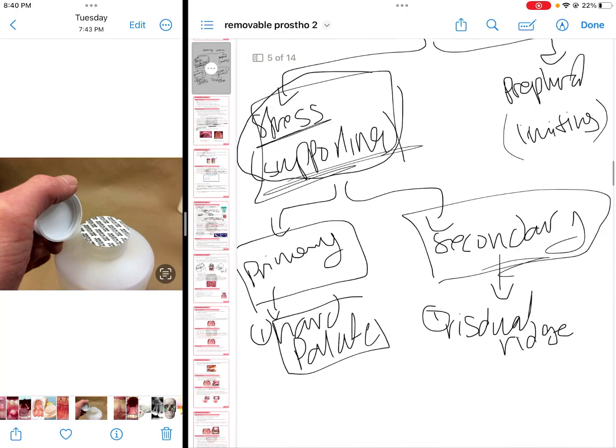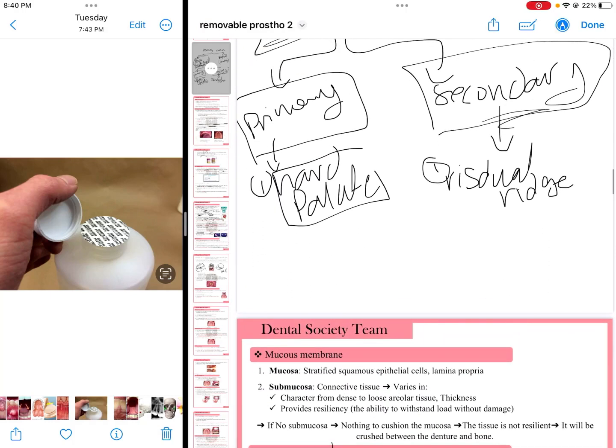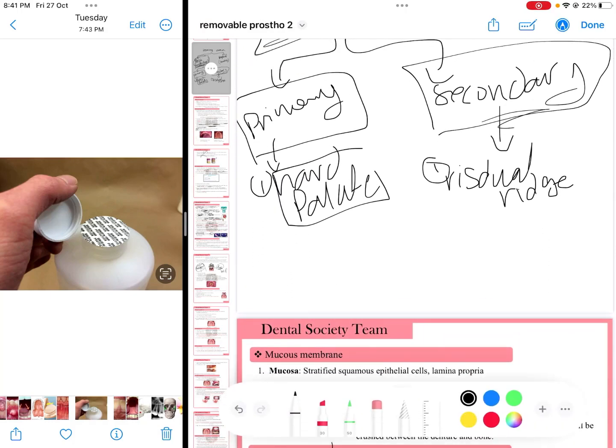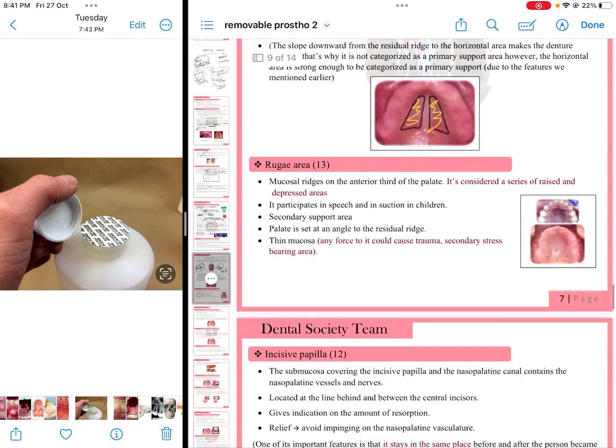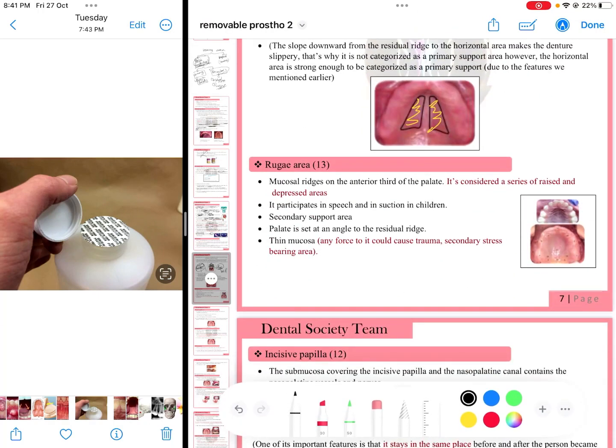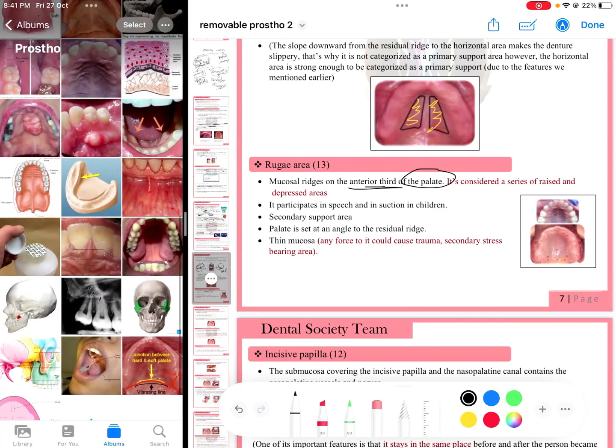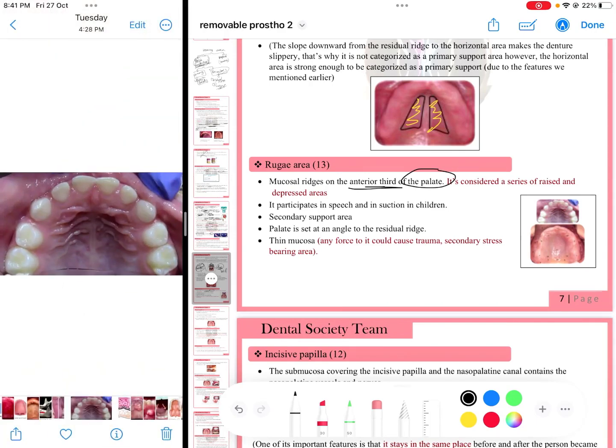If we go back to our demonstration, the rugae area is situated here, a secondary stress bearing area. Talking about the rugae, these are the rugae on the mucosa on the anterior third of the palate. So it is this part, the anterior part of the palate, like this here. It consists of raised and depressed areas. As you can see, it's like a mountain, raised, or a valley, like this.